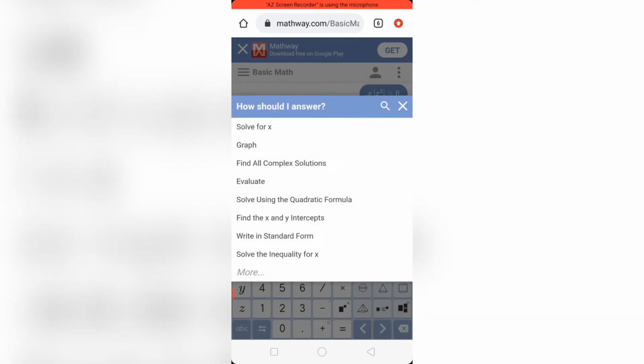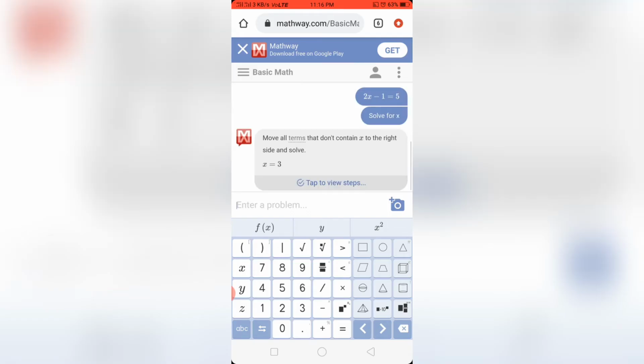What type of answer do you want? For graph, you want to evaluate the equation or solve for x. Here again I will select the first one. So here is the answer.